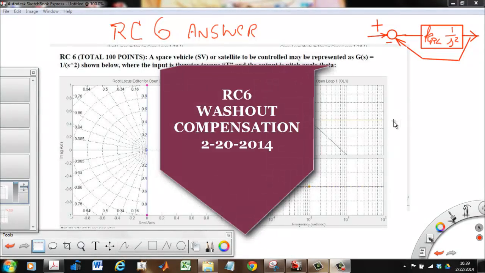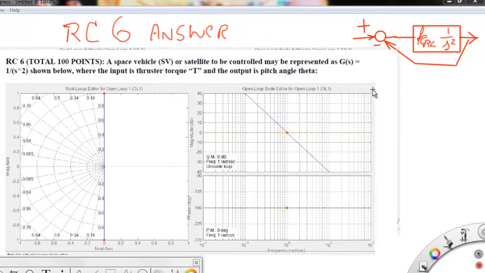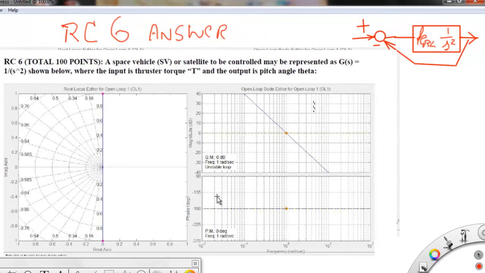This is the answer for readiness check 6, which first asks, what will a loop closure do to the above system? Well, the open loop transfer function, the OLTF, is 1 over S squared. So that's the OLTF. And we see it plotted here with a minus 40 dB per decade log mag slope at an angle of minus 180 degrees, corresponding to 1 over S squared with S equals j omega.